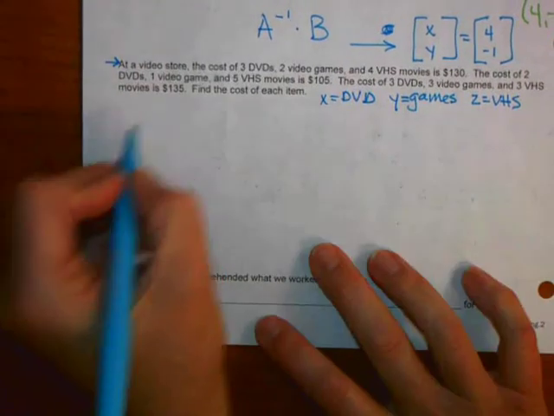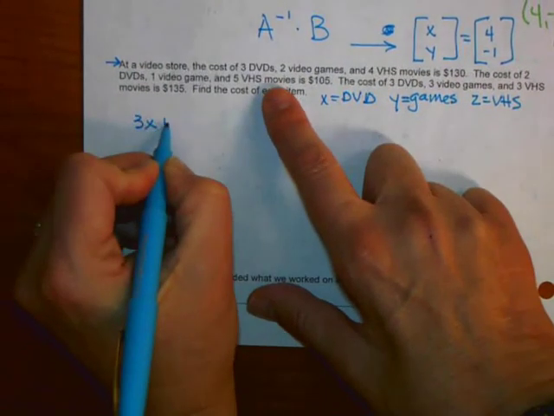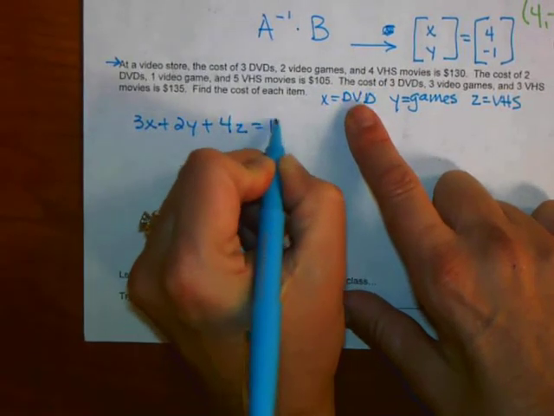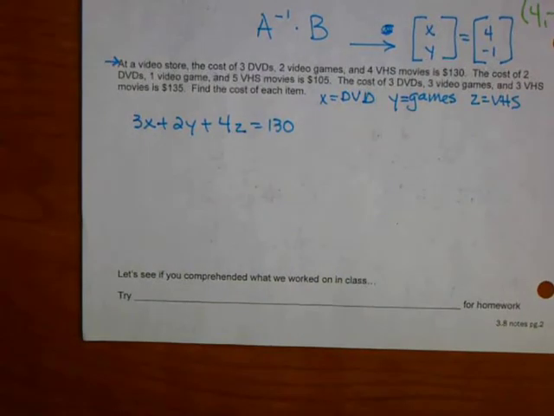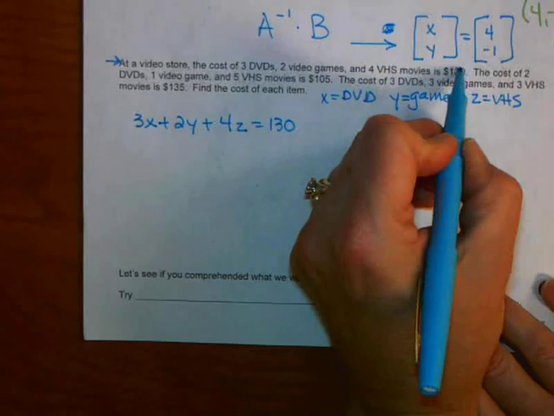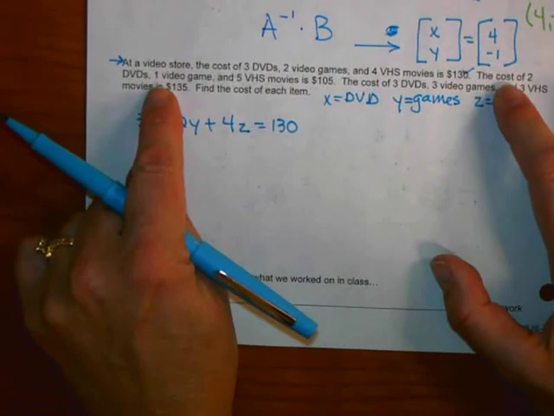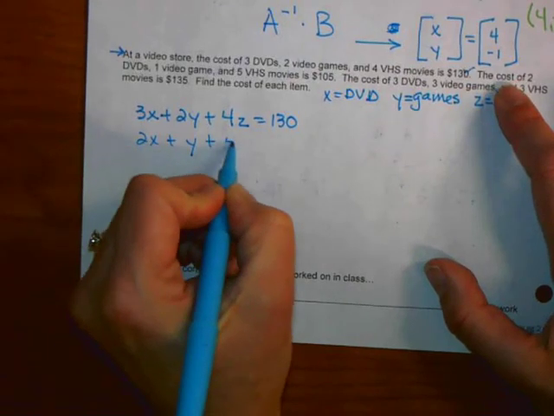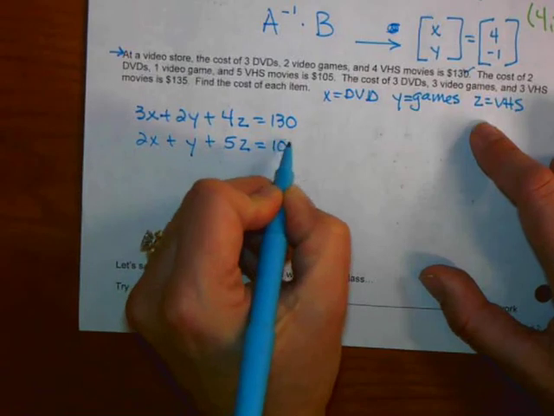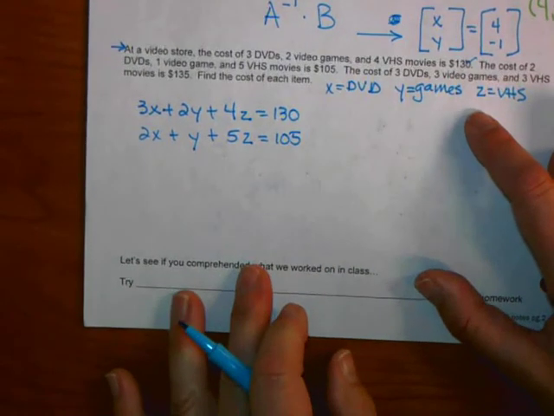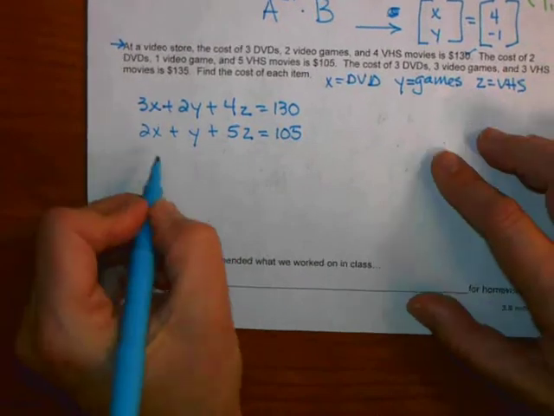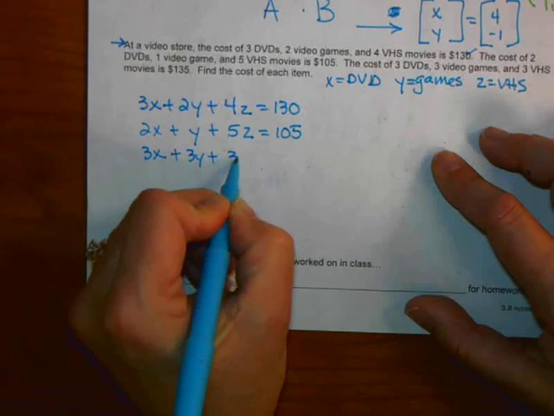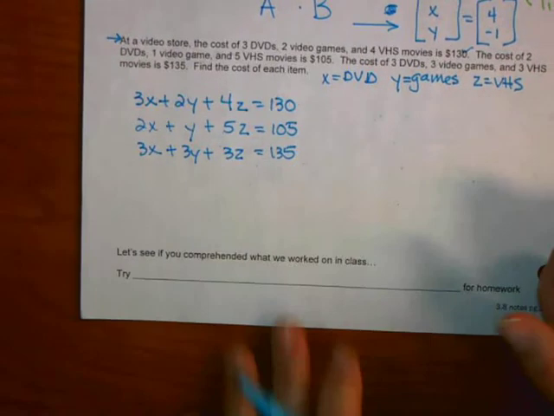I have X, Y, and Z, so I'm going to write down what I know. 3 DVDs plus 2 video games plus 4 VHS equals 130. Okay, so there's one equation. I got another equation here. The cost of 2 DVDs plus 1 video game plus 5 VHS is 105. There's my second equation. I'm just getting it right out of this story problem. The last one is 3x plus 3y plus 3z equals 135.